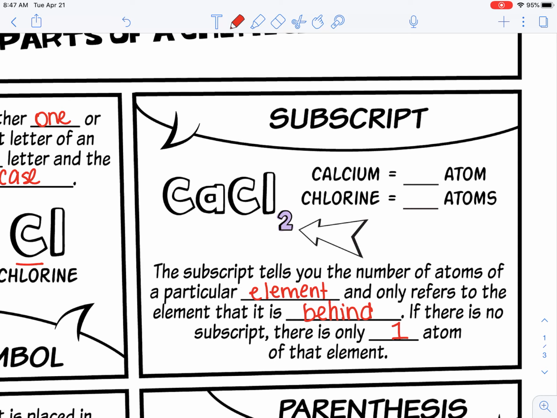So here I have Ca, but there's no subscript after it. So that means that there's just one calcium atom. Here I have a subscript 2, and that subscript just goes with my chlorine, and that tells me that there's 2 chlorine atoms.